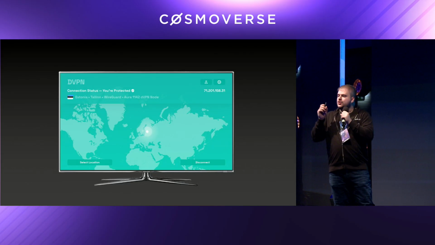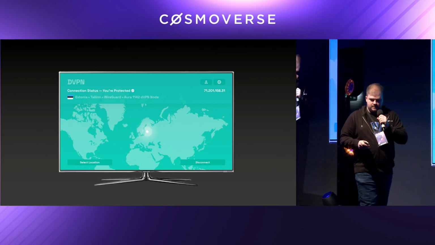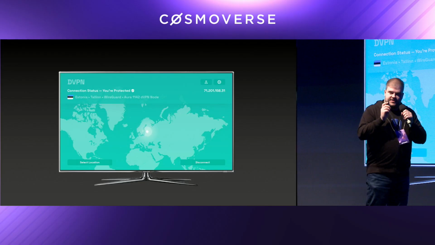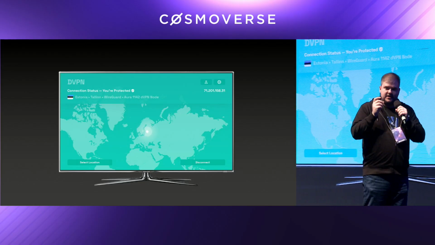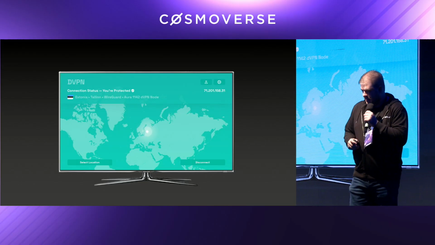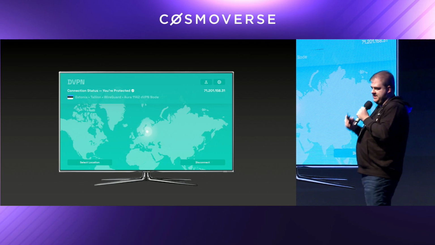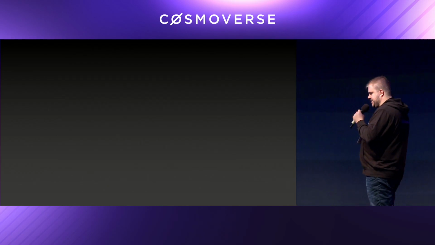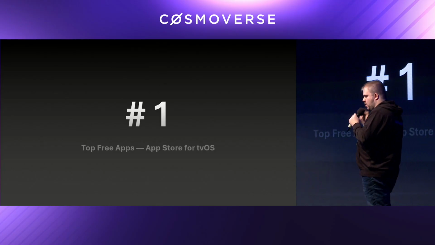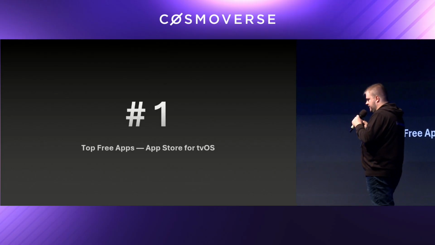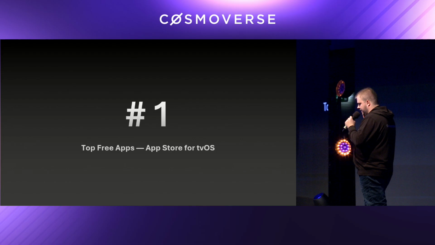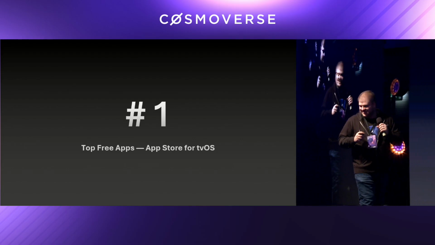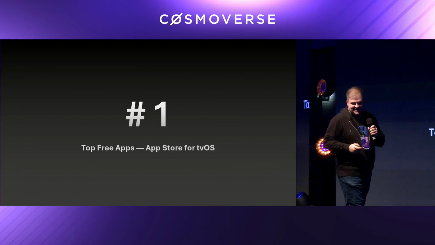And this is something no centralized VPN can do, because all of these streaming platforms are detecting centralized VPNs, and they cannot do so with Sentinel. And this brought us massive success. As a matter of fact, the dVPN app for tvOS became the number one most downloaded app on the TV app store in the category of top 3 apps. Yeah, thank you.